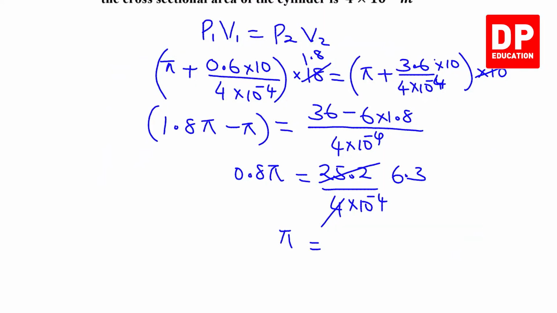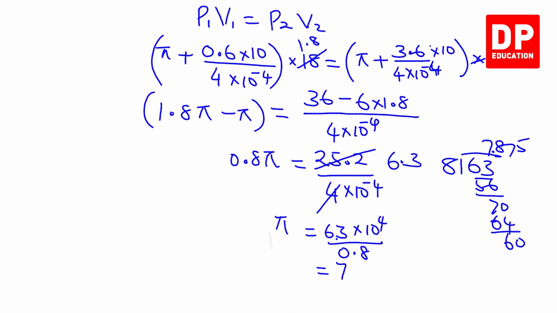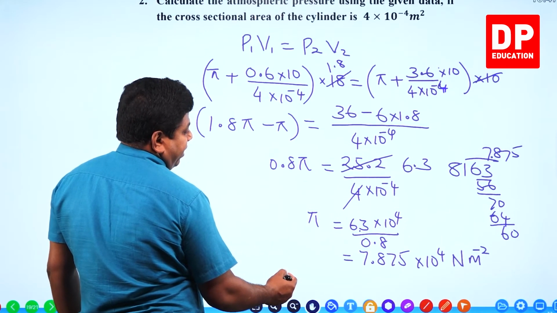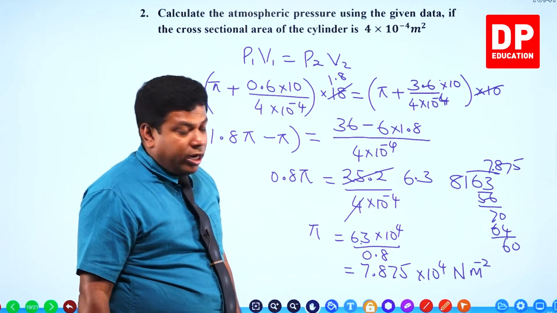So now if you divide by 0.8, it's going to be minus 4 going up. So let's say 6.3 into 10 to the power 4 divided by 0.8, which is 63 by 8, 56, 70, 64, 7.8, 60, 7.875, is it? 7.875 into 10 to the power 4 Newton meter minus 2. That's the pressure we are getting in this question, right? Atmospheric pressure, that's what we are getting. Approximately, you can take it as 7.9 into 10 to the power 4 or 7.875 into 10 to the power 4 Newton meter squared.